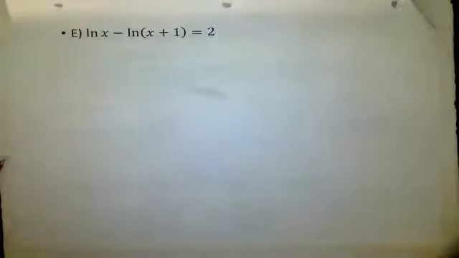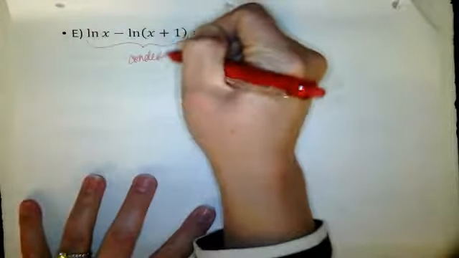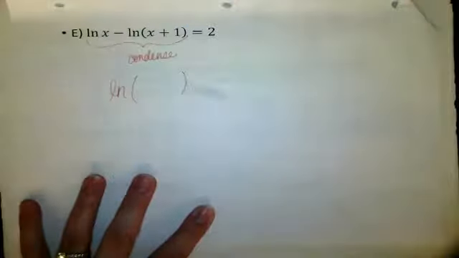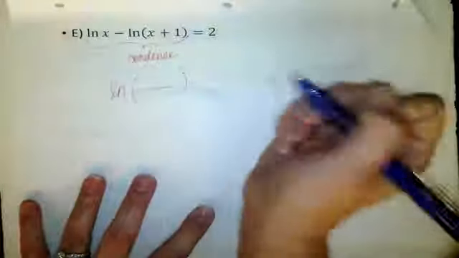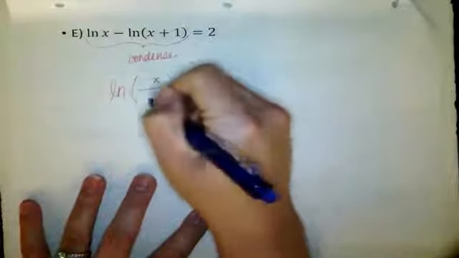All right, ladies and gentlemen, what do we need to do first? Condense. So, to a single logarithm, is this the quotient property or the product property? Quotient. What goes on top? What goes on bottom?